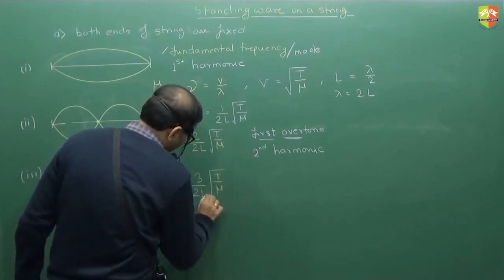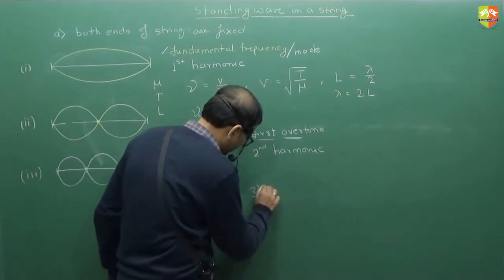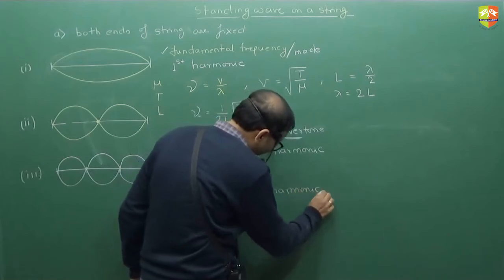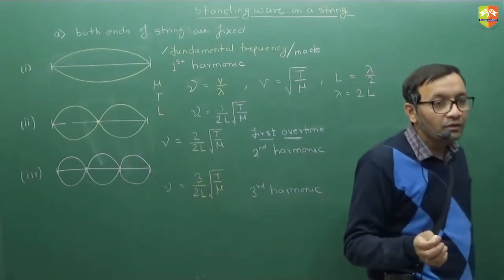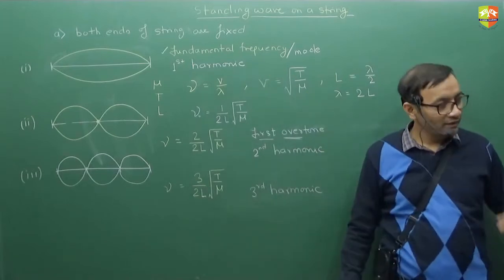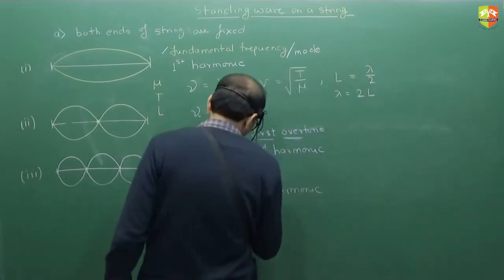So what should be the name? Third harmonic. This will be third harmonic. Why is it called third harmonic, by the way? Three times the first harmonic, that is why third harmonic. And this is called second overtone also.